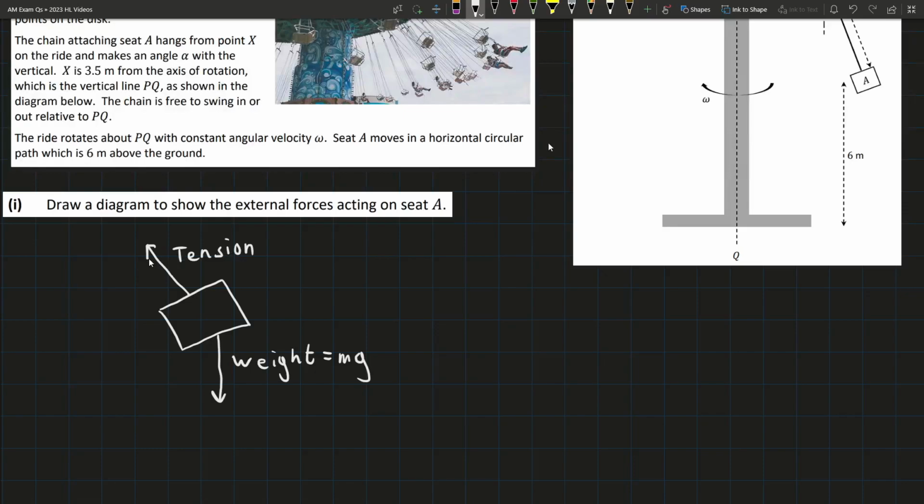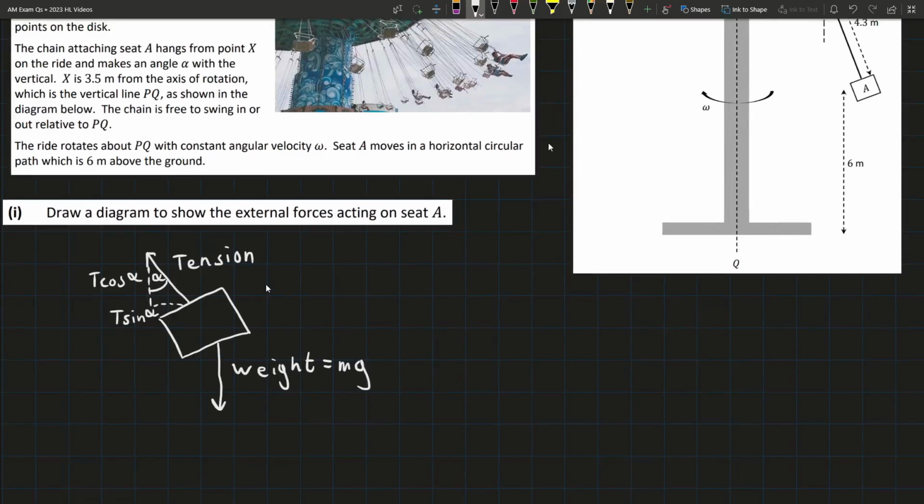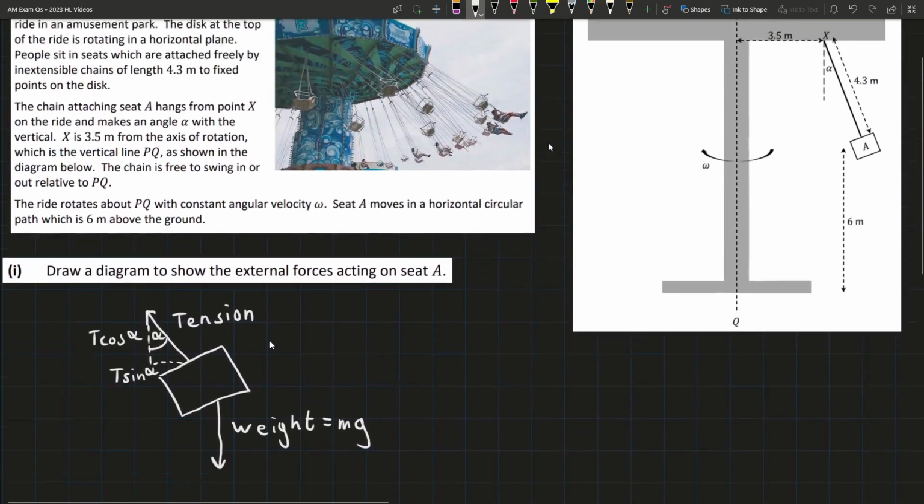Now we can resolve that tension force by drawing dotted lines. And remember, this angle here is alpha. So this is going to be T cos alpha, because this is the one beside the alpha. And this one down here is going to be T sin alpha. I don't think you'd have to resolve it, but just in case, there it is. And there are all of the forces.